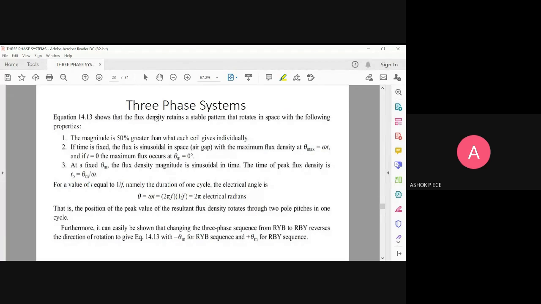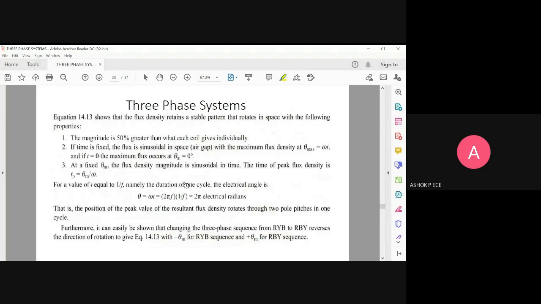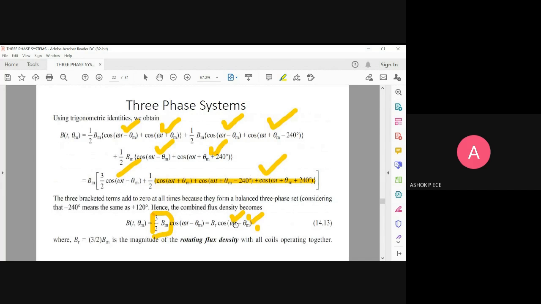This equation we have derived has the following properties. The magnitude is 50% greater than what each coil gives. Actually it is Bm, but the final answer is 1.5 times Bm. So we get 50% additional magnitude. And if time is fixed, the maximum flux density is at theta max equal to omega t. And if time is equal to 0, maximum flux occurs at theta m equal to 0. What they are saying is, if you fix your time, then the maximum magnitude occurs at an angle theta m. If you fix your theta, the maximum magnitude occurs at t equal to 0.